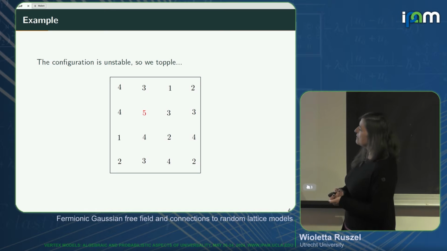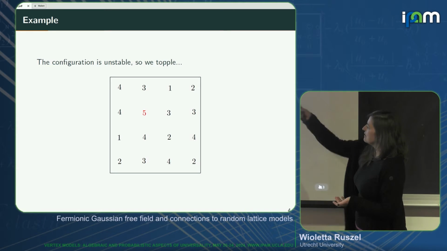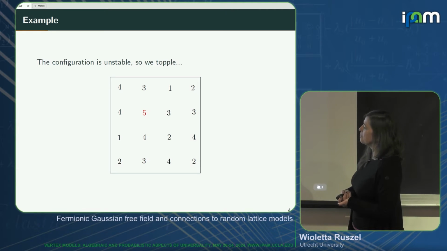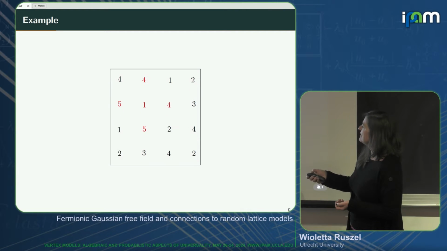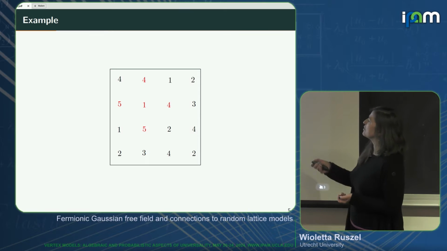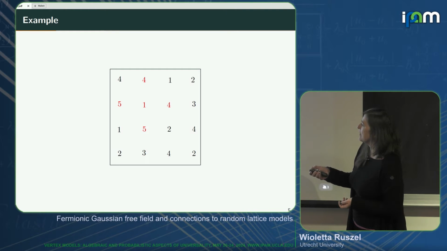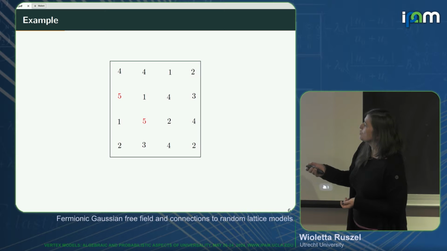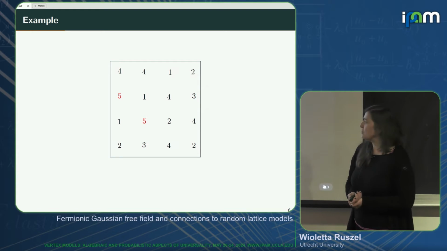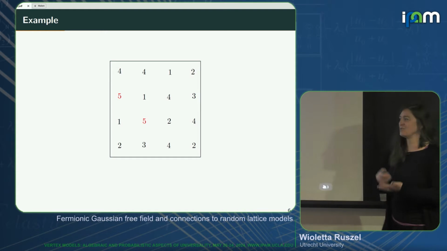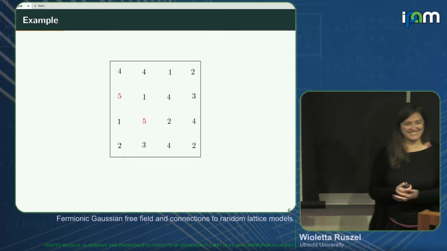How do I topple it? I'm giving to each neighbor one particle, and I'm reducing the size of this unstable vertex by the degree. So this one will receive 1, this one, this one, this one. Okay, let's do that. Then you see the configuration changed a bit. Now this will become a 4, which is still okay, this is still okay, this is still okay, but you see we have now those two vertices which became unstable. So now what do we do? Suggestions.